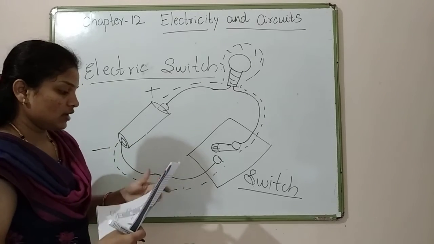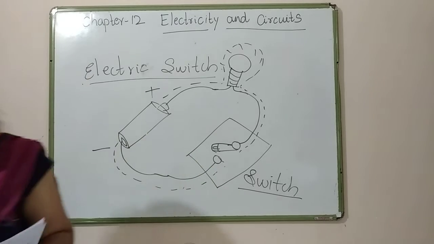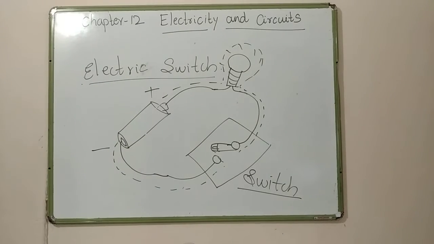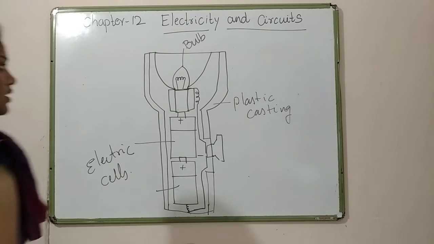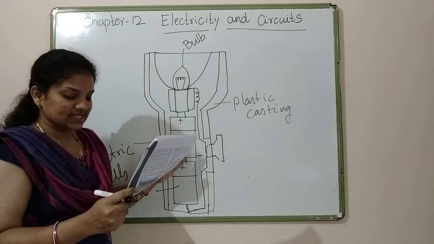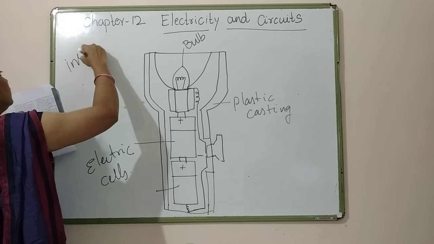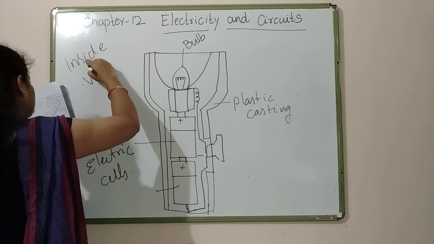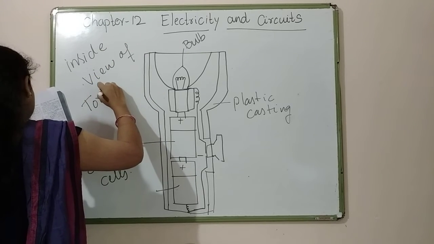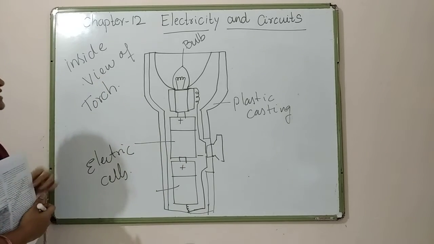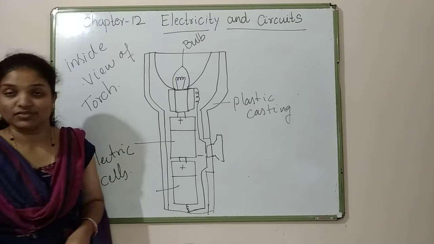The next topic we learn about is the inside view of a torch. Let me draw the diagram first. So this is the inside view of a torch. It is very simple, you just have to understand.